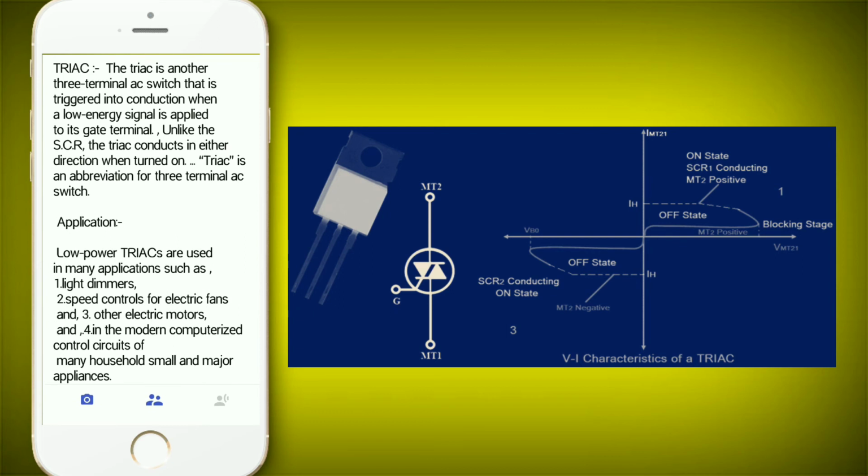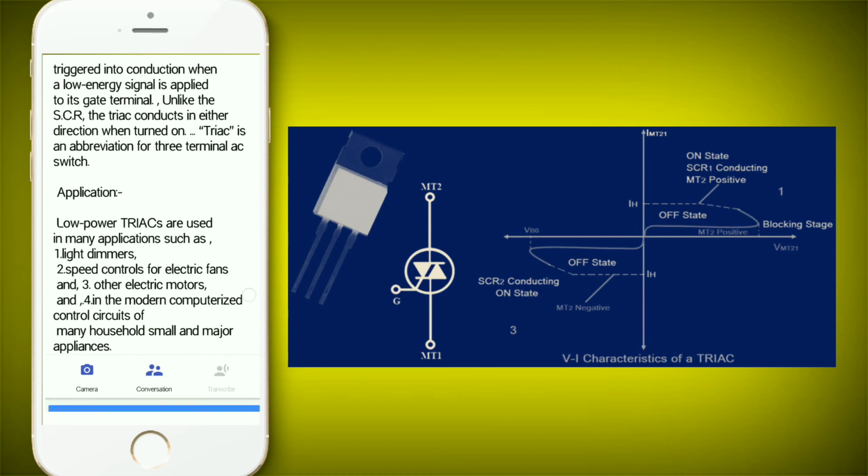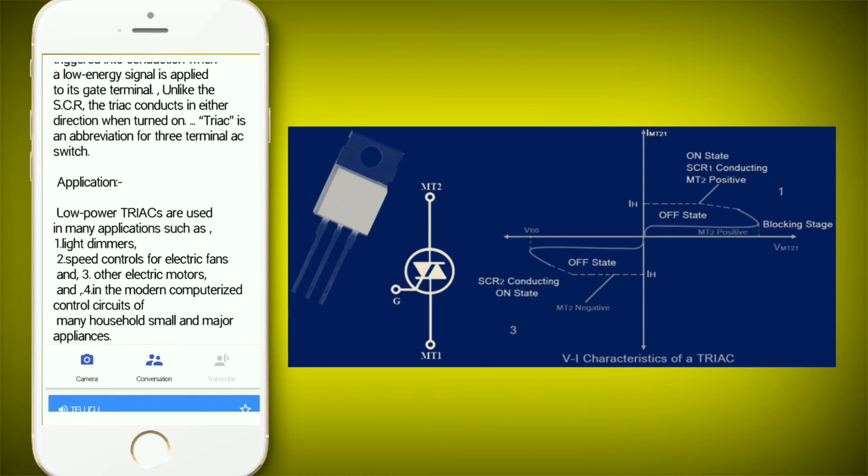Application: low-power TRIACs are used in many applications such as: 1. Light dimmers. 2. Speed controls for electric fans. 3. Other electric motors. 4. In the modern computerized control circuits of many household small and major appliances.